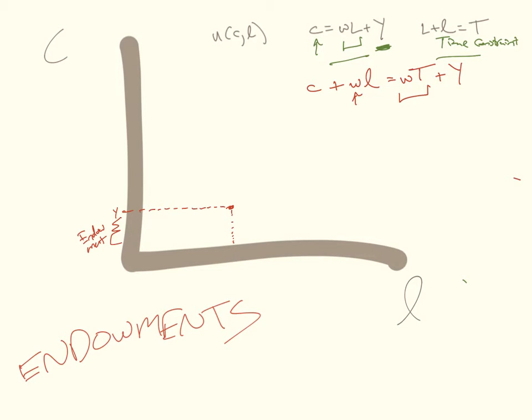So this would still be the spot that you wind up if you were to consume all of your time endowment as leisure. It's just now you get some consumption. So drawing our full income constraint again, now the intercept is WT plus Y. And obviously the gap between this intercept and Y is the income that you could potentially make from working.